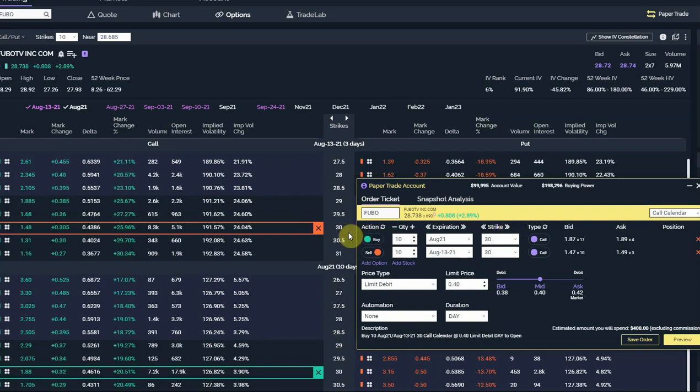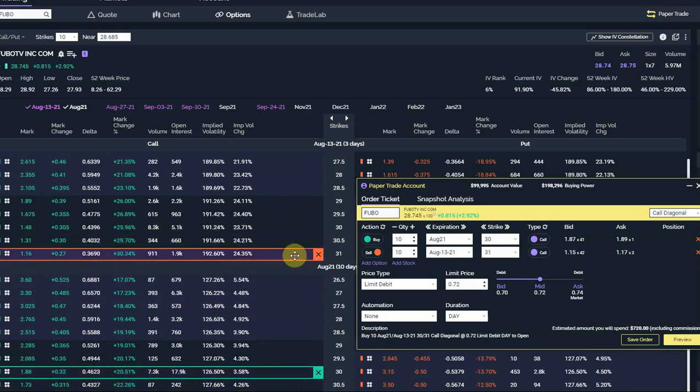How high? I want it to not reach it this week. The idea is if I guess up, I want Fubo to spike, but not past 30, because I want this one to die in my favor, leaving me long this one for next week. That's the idea. Now, can I change this up? Yes, I can still buy the 30 for next week and sell the 31 for this week, or 32 or 33. You see what I mean?